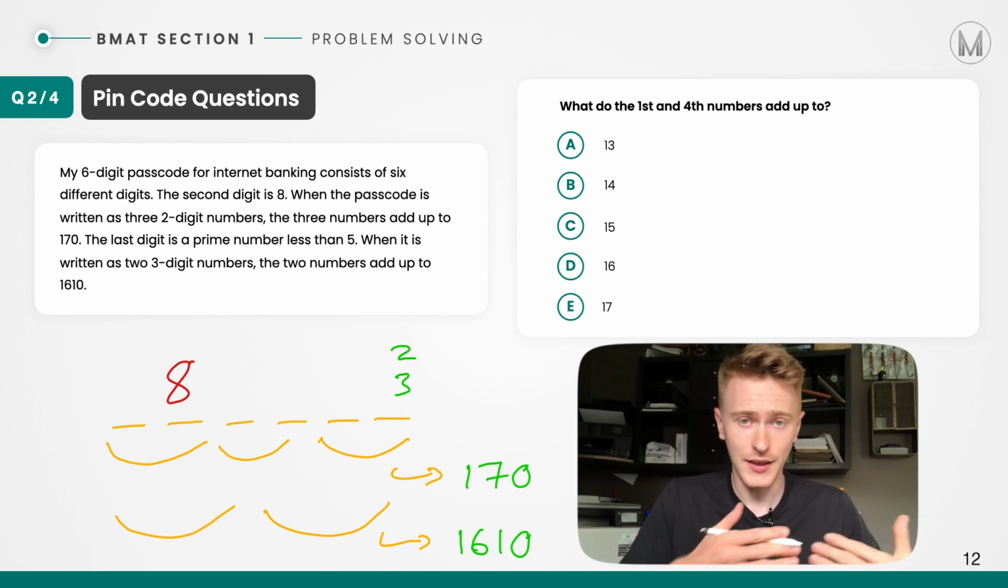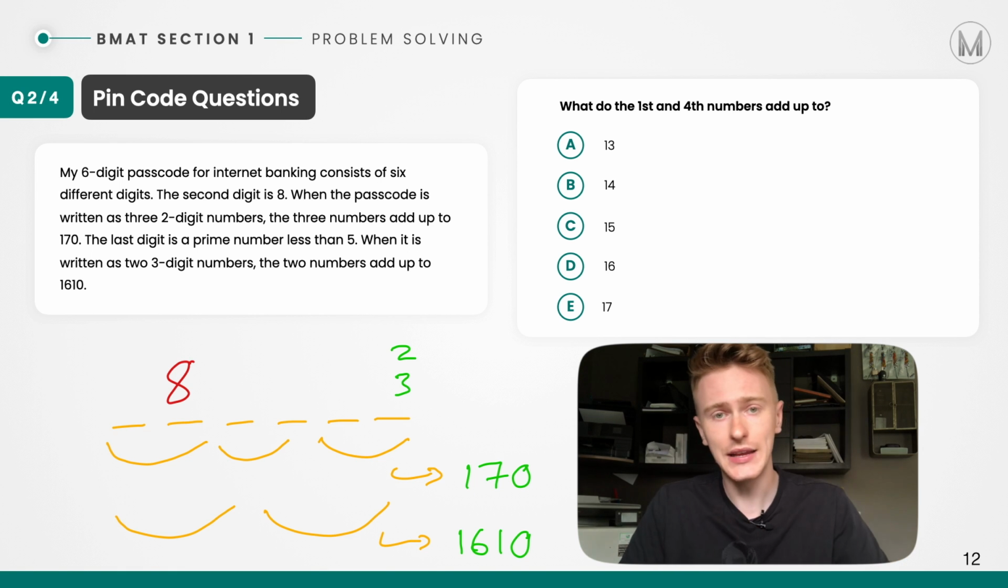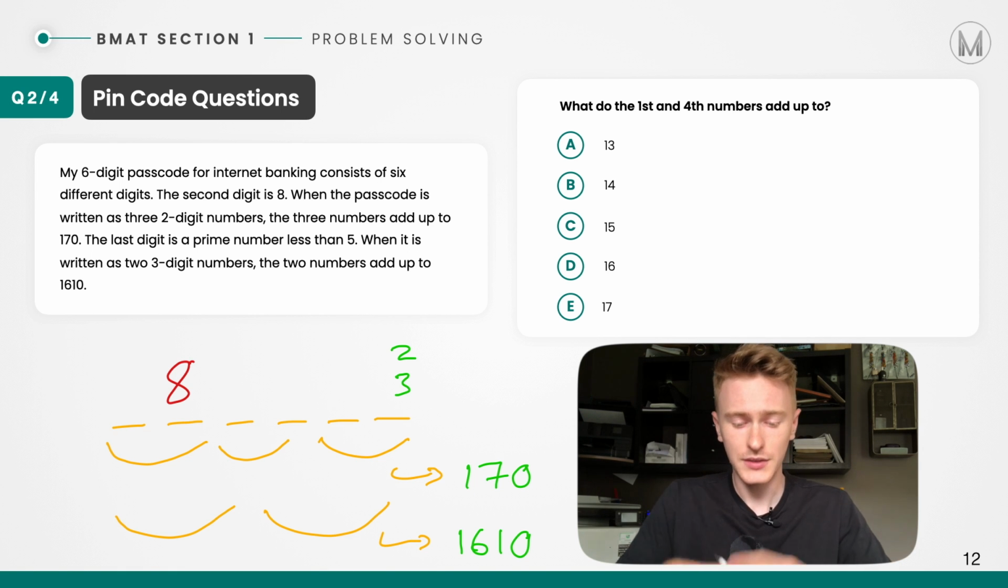You have to start in this place and you have to eventually get to the answer. So, given these numbers on the page, there has to be something that we can do. Now, we've filled in 8 and we've filled in 2 and 3. The only thing that we haven't used so far is those 170 and that 1610.